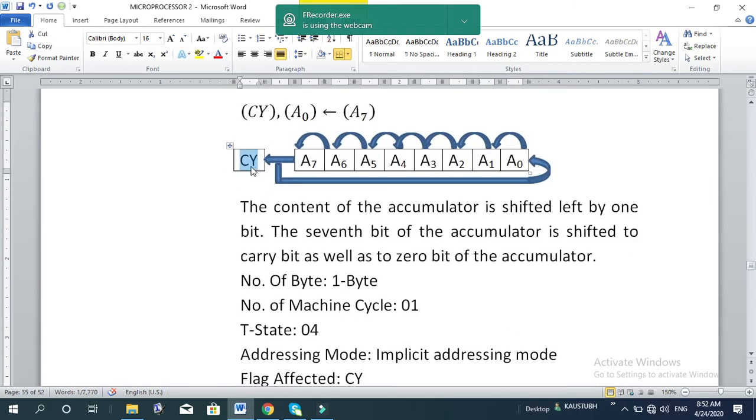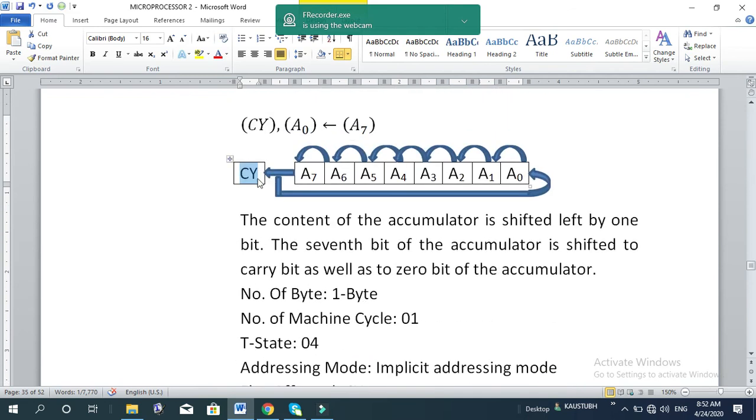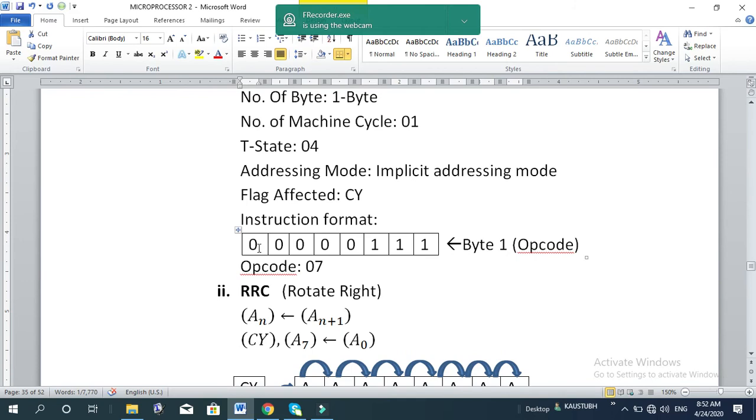Okay, so this is also 1 byte, machine cycle 1, T state 4, implicit addressing mode, and the carry flag is affected. Instruction format, it is the 0F opcode. 1 byte instruction, so therefore in your instruction format there is only 1 byte. Next is with carry, both left and right. So RAL is rotate left through carry.